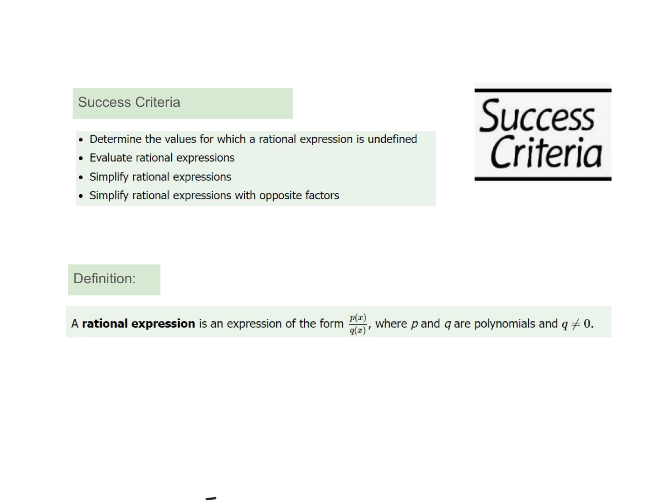As we look at our definition, we'll be reminded that a rational expression is an expression of the form where we have a polynomial p of x in the numerator and a polynomial q of x in the denominator, where we know that q cannot equal 0 because division by 0 in math is undefined.